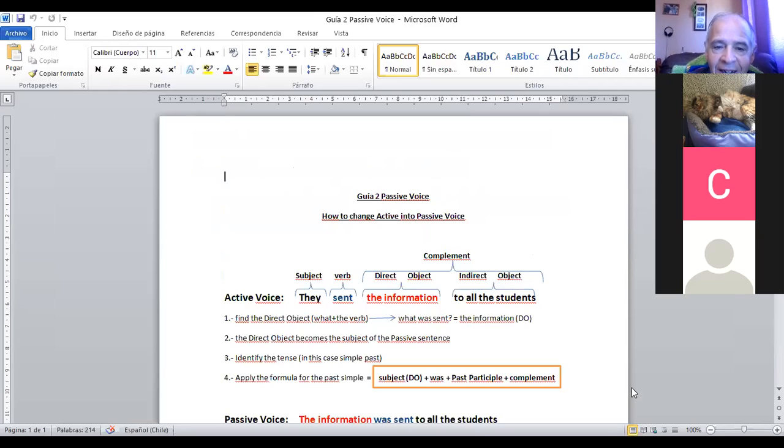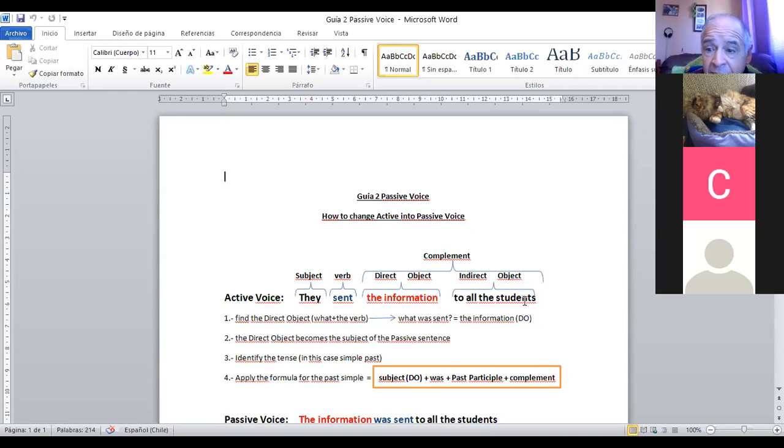Again. So, in this guía, I'm going to teach you how to change from active into passive, right? Active into passive. For example, in here I have a sentence which is in the active voice. They sent the information to all the students. In here, the subject is they, the verb is sent, that is to say, it is in the past. The complement is formed by a direct object, which is the information, and the indirect object, which is to all the students, right?